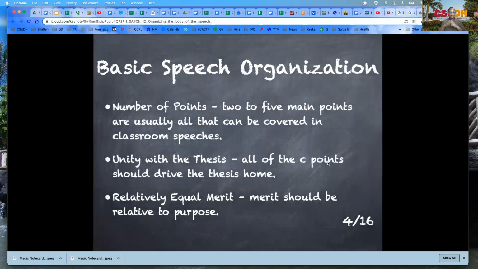So we'll talk about basic organization for a speech. You always want to have 2 to 5 main points in your speech. You never want to have more than that. 2 is pretty basic, it's pretty low. We usually like to have 3. 3 is a nice round number, but 2 is really the least amount you should have. If you only have 1 main point, then that's not really a speech, right? So you always want to have at least 2.